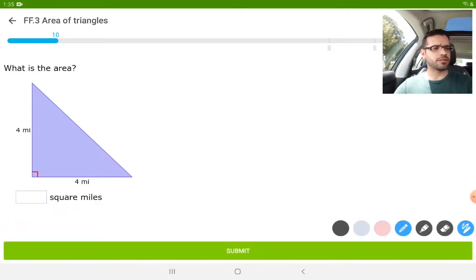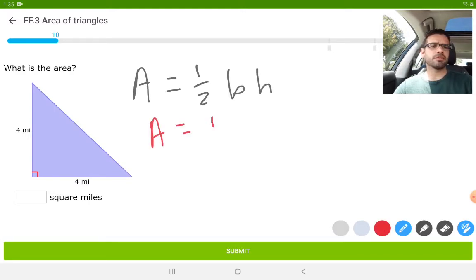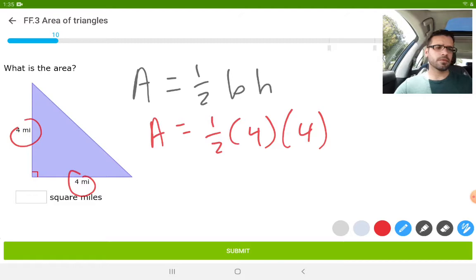All right, first things first, write down your formula. Area equals 1/2 times base times height. Plug in what you know from the problem. Area equals 1/2, our base is 4. Our height is also 4, right over there.